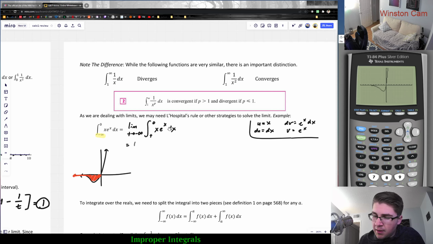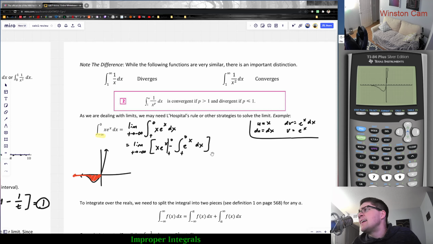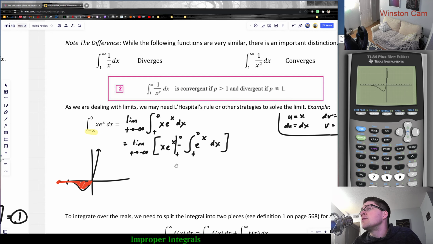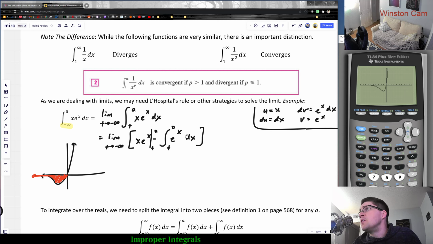So this must be equal to the limit as t approaches negative infinity. And now this will split into two terms, uv minus integral v du. So I'd have x e to the x minus integral e to the x dx. And again, these would be integrated from t to 0. And this part of it will be evaluated from t to 0. And as I said in class, usually, let me make this a little larger, I prefer to wait to finish the whole thing to plug in the boundaries of integration as a personal preference.